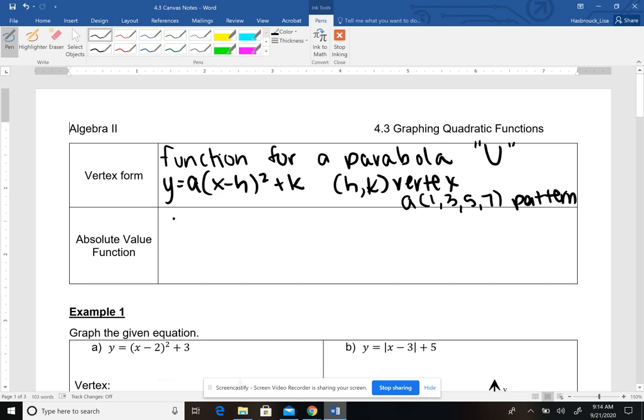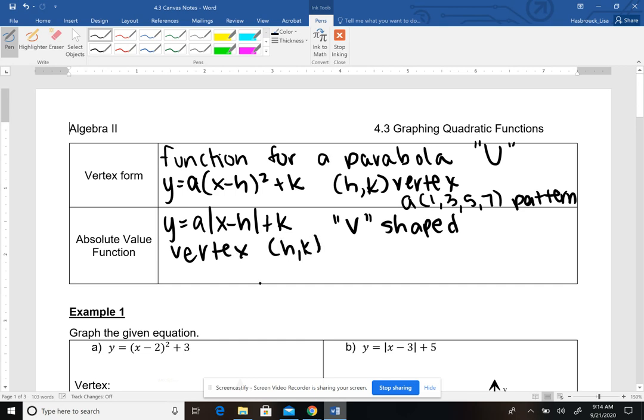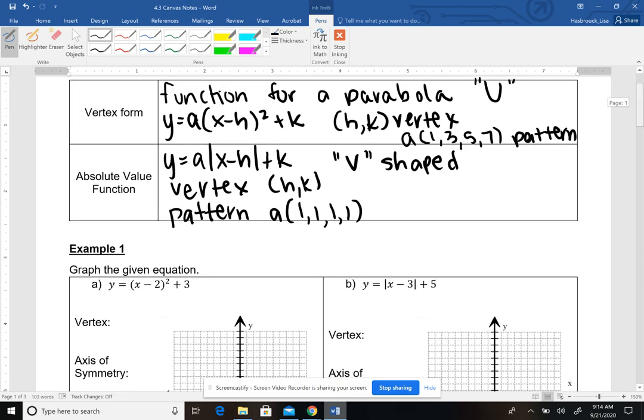Absolute value function is similar, except it's V-shaped. So it's y equals a times the absolute value of x minus h, plus k. Okay, so absolute value functions are V-shaped. Their vertex is still at (h, k), but the pattern is different. You take the a in front times 1, 1, 1, 1. So we're going to go over how to graph these today.